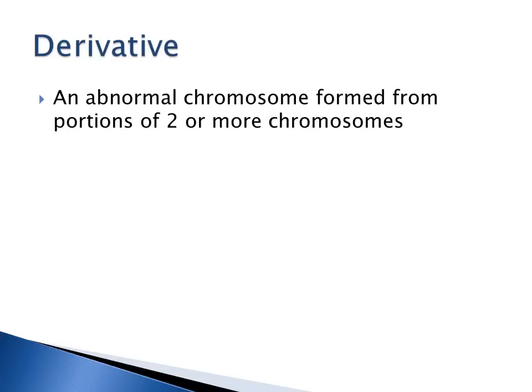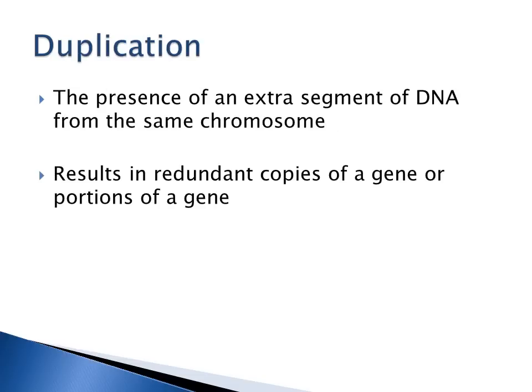A derivative is an abnormal chromosome formed from portions of two or more chromosomes. A duplication is the presence of an extra segment of DNA from the same chromosome. So it results in redundant copies of genes or redundant copies of gene portions.